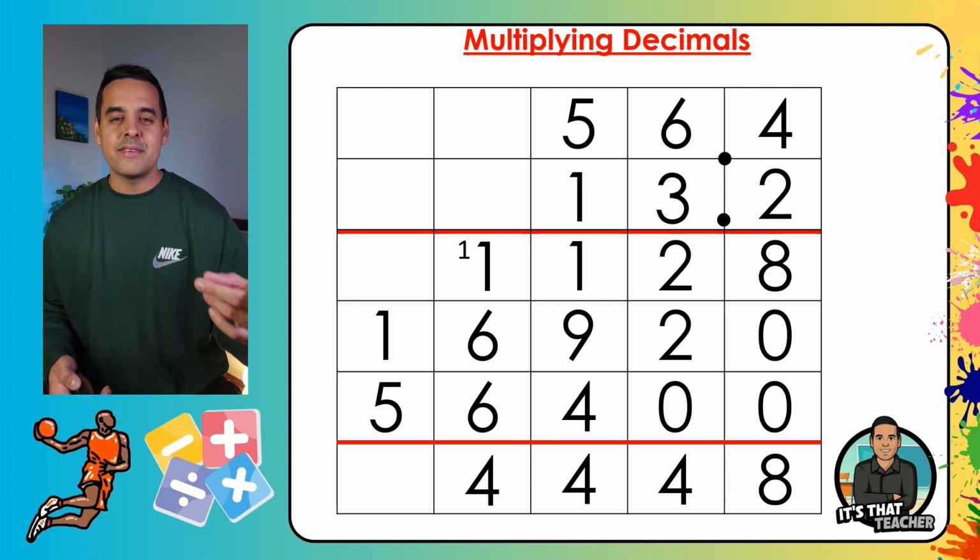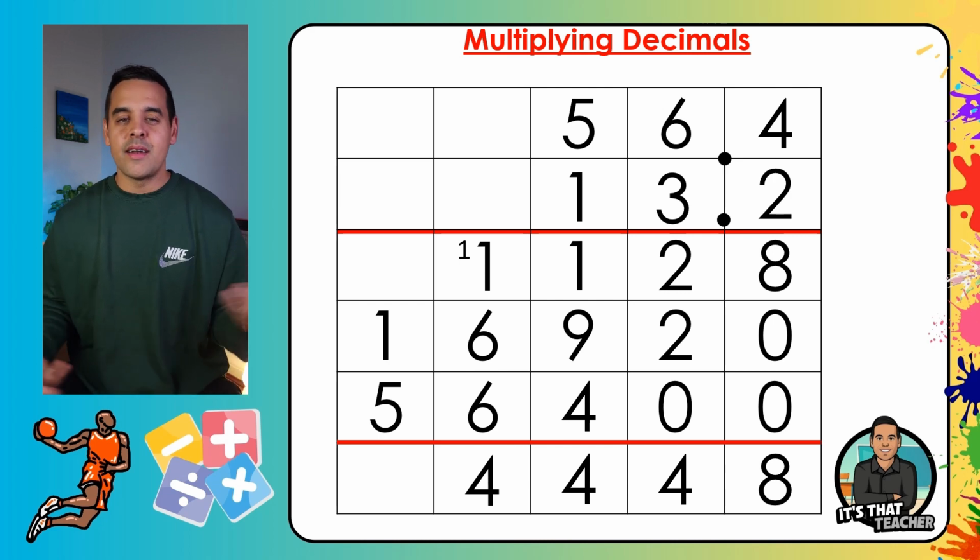Or you could just go 6 plus 6 is 12 plus the 1, 13, plus the other one, 14. Whatever you want to do. So carry the 1 over. 1 plus 5 is 6. Plus that 1 is 7.